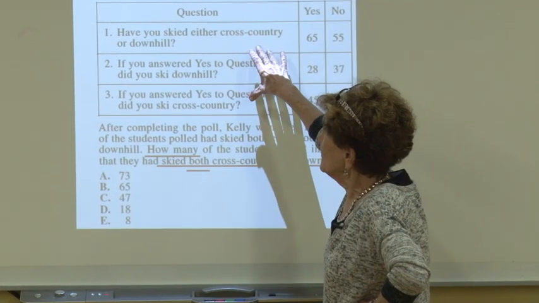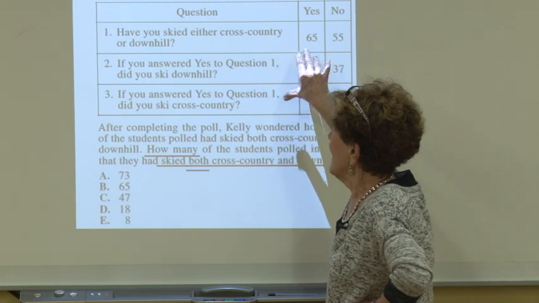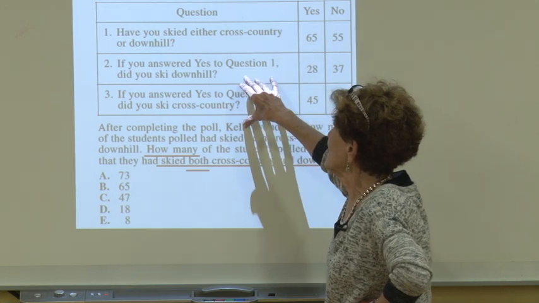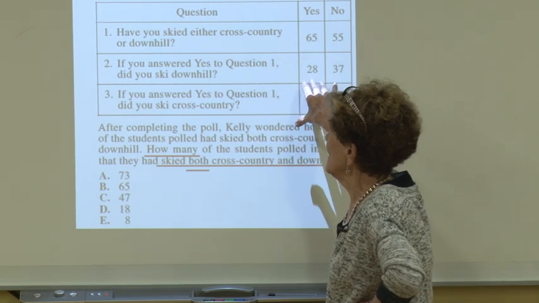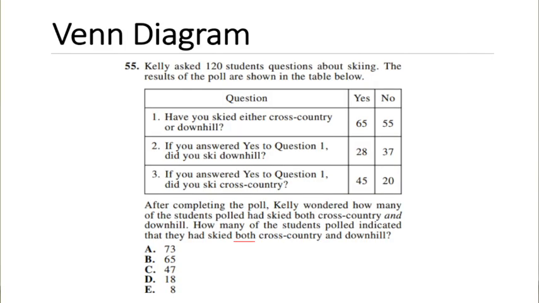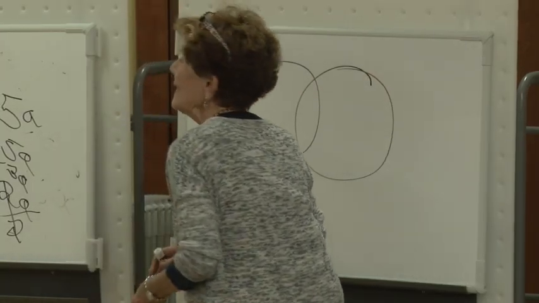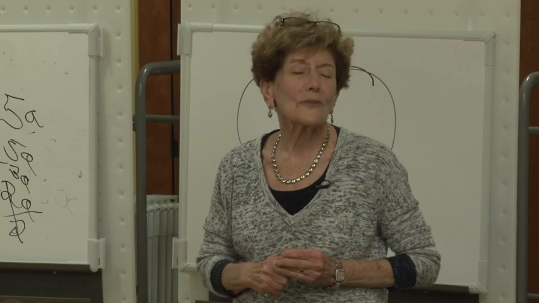And it says that you've skied in either of those. And then if you say yes, did you do downhill? There were 28 yeses, 45. And how many skied both? Okay, Venn diagram. And again, do you see it's just translating languages?